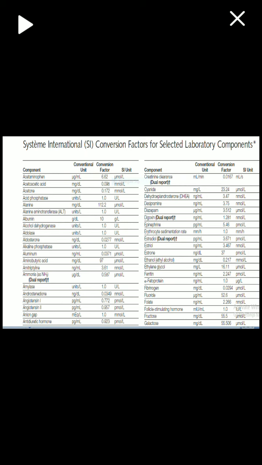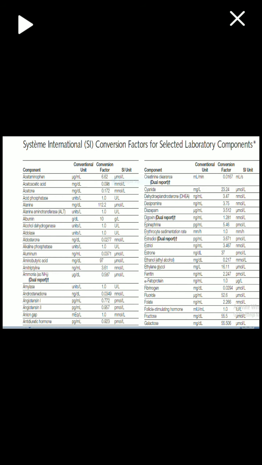The next you can see is the amylase report. Amylase is in conventional units per liter, with conversion factor 1, giving units per liter, and androstenedione is nanogram per deciliter, which will turn out to be millimole per liter. So similarly, we have different conventional units and SI units for the different laboratory parameters.